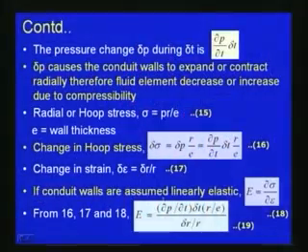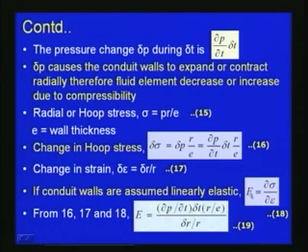So, we can write sigma is equal to P R by e as in equation number 15, and then the change in hoop stress we can write delta sigma is equal to del P into R by e. So, that is equal to del P by del t into delta t into R by e as in equation number 16. So, the change in strain we can write. The strain change will be delta epsilon, that is equal to delta R by R as in equation number 17, and if the conduit walls are assumed linearly elastic.